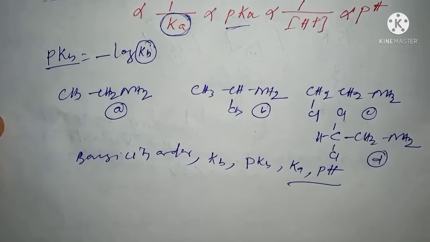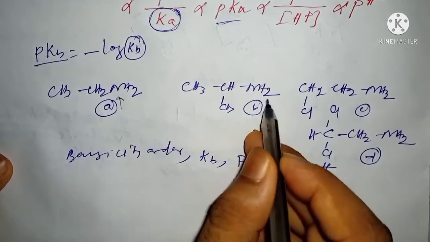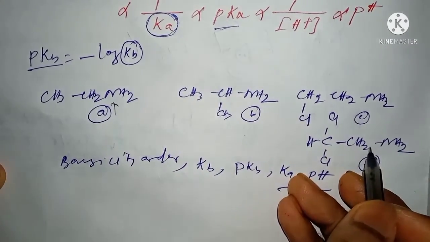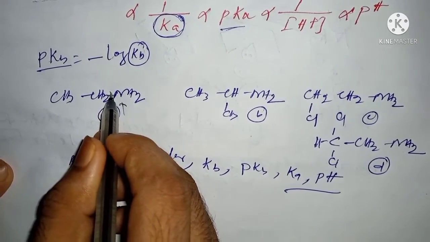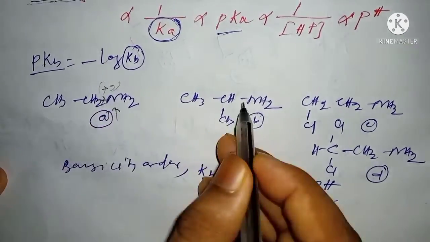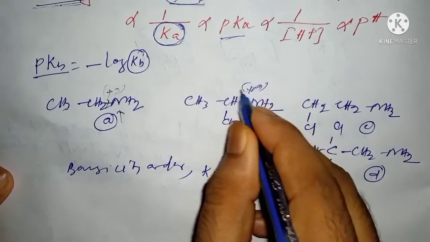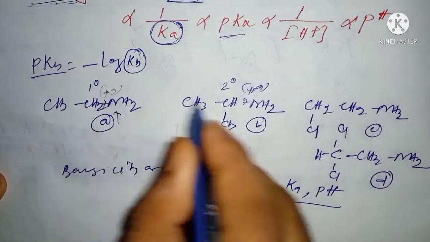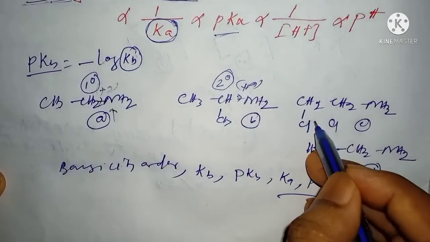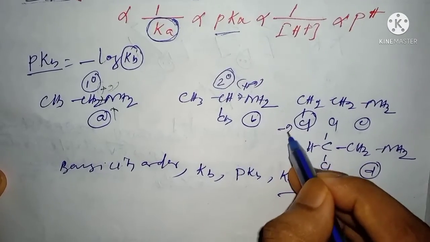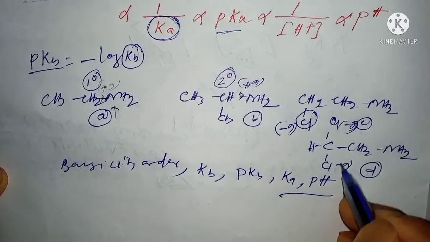Calculate. First, check hybridization. All are sp3 hybridized. Then check the plus I effect. There is a plus I effect in the alkyl groups. But B is a 2 degree amine with 2 alkyl groups, while A is 1 degree with one alkyl group. Now there is a minus I effect. Cl has a minus I effect. C has 1 Cl, and D has 2 Cl, so 2 minus I effects.